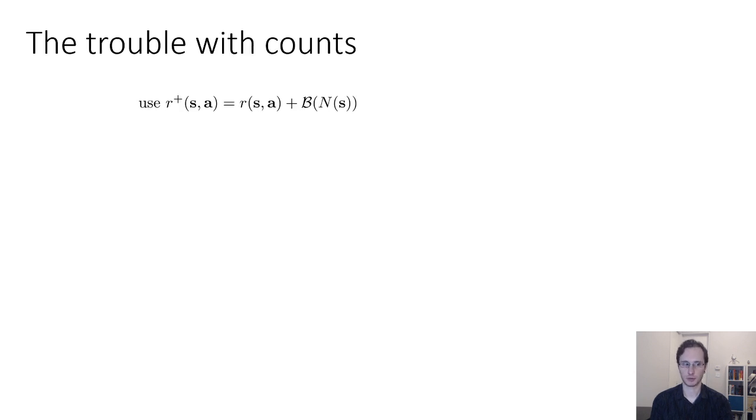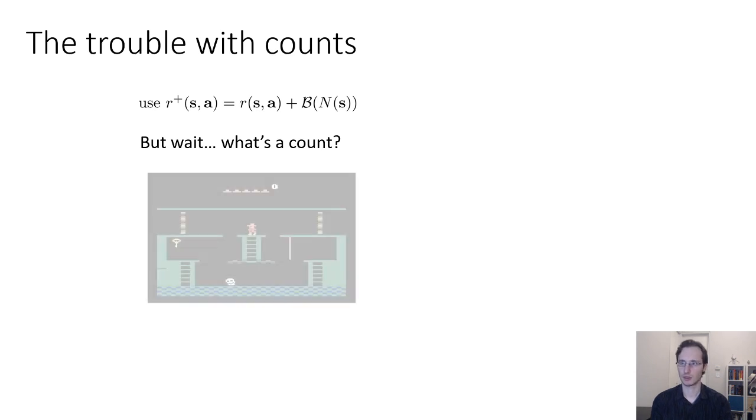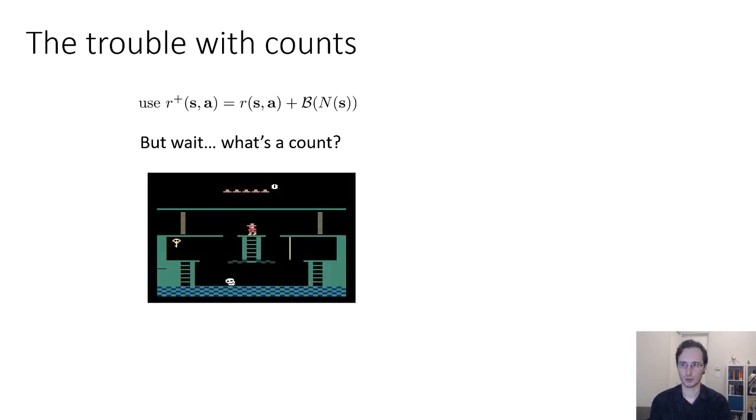What's the trouble with counts? The trouble with counts is that the notion of a count, while it makes sense in small, discrete MDPs, doesn't necessarily make sense in more complex MDPs. So let's look at this frame from Montezuma's Revenge. Clearly, if I find myself seeing the same exact image 10 times, then the count for that image should be 10. But what if only one thing in the image varies?